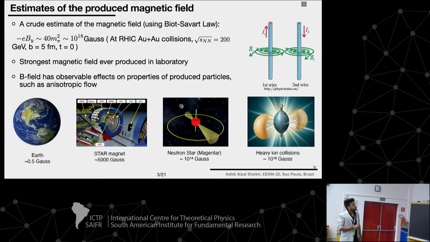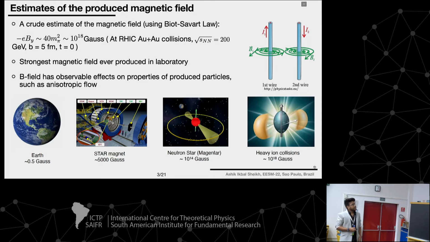How strong or weak is this magnetic field? We can easily estimate that just by comparing with magnetic fields that exist in our universe. For Earth, the magnetic field is 0.5 Gauss. In the STAR experiment, the STAR magnet has about 5,000 Gauss. In a neutron star, especially a magnetar, the magnetic field is 10^14 Gauss, but in heavy ion collisions it is of the order of 10^18 Gauss. So this is the strongest magnetic field ever produced in the laboratory.